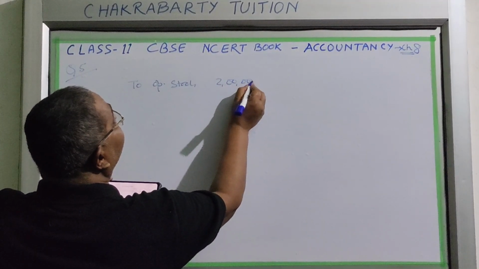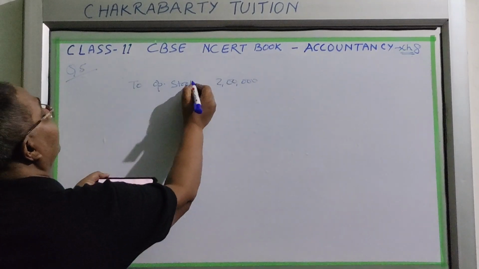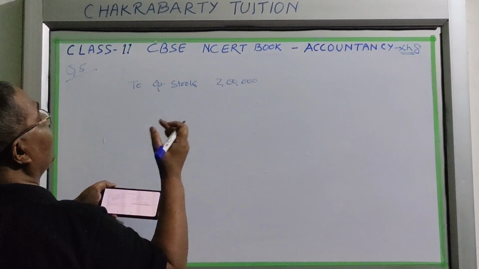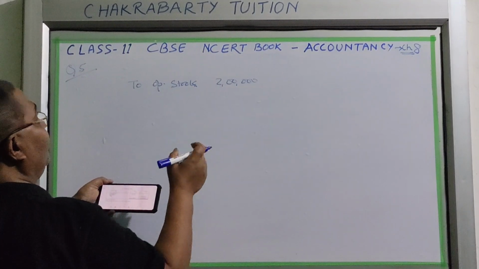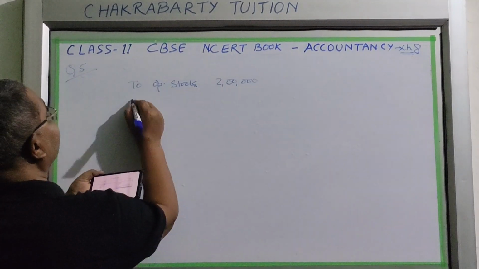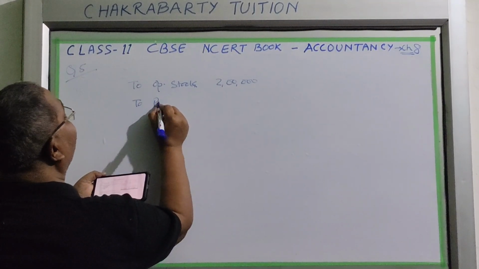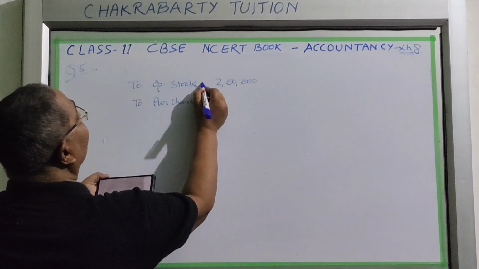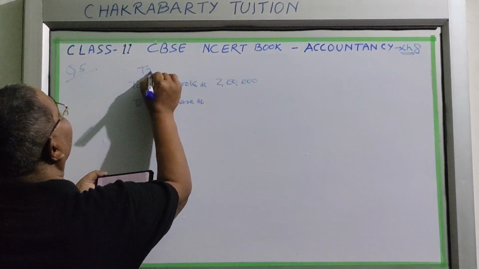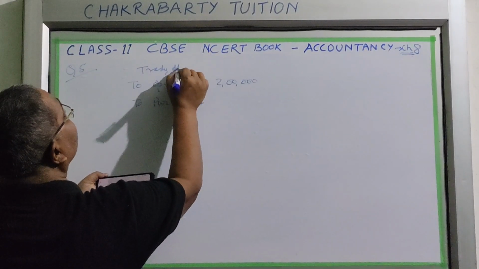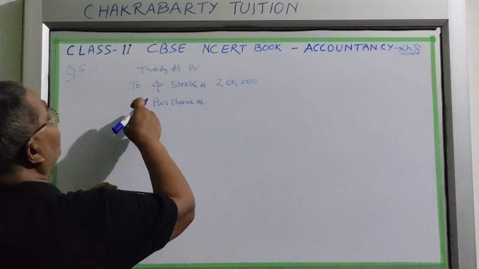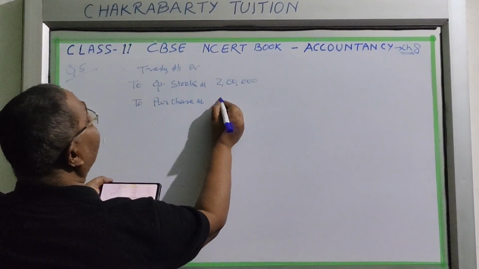If anywhere you want to make a general entry, keep this in mind: whatever items are there, you want to take them off from the trial balance. Purchase, so we will write to purchase account. It will go out at trading account debit, because it goes in the trading account.